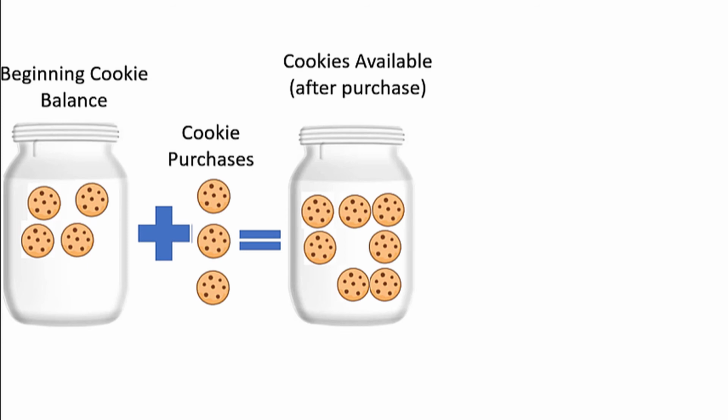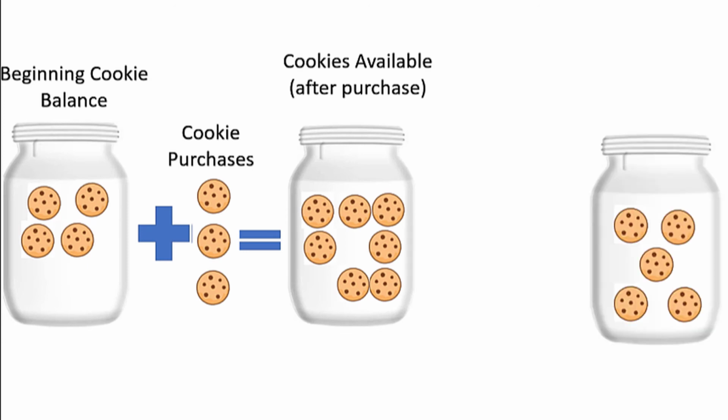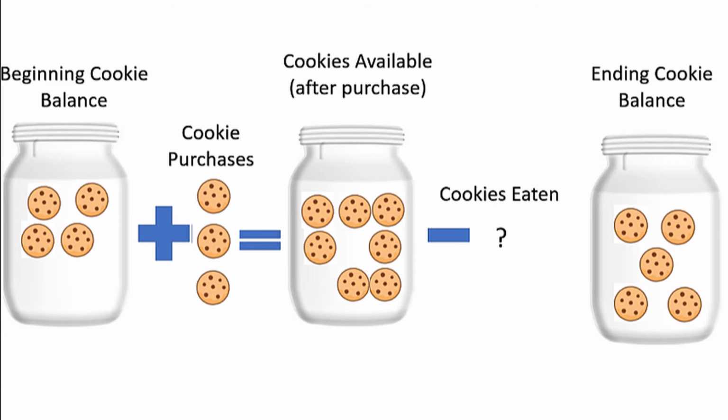Let's also say that there are only 5 cookies in the jar at the end of the day. We'll call that the ending cookie balance. If we assume that I'm the only one eating the cookies, could you figure out how many cookies that I ate? I'll give you a moment to think about your answer. It should be obvious, right? If I have 7 cookies available after my purchase and only 5 left at the end of the day, I ate, well, 2 cookies. Mathematically, that would be 7 minus 2 equals 5.